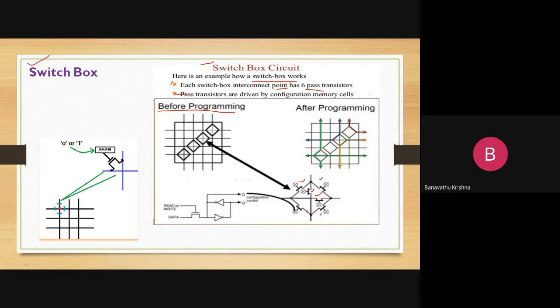Based on that binary information, these pass transistors are going to work in on and off states. If it is on, there is a connection. If it is off, there is no connection. Whatever data is stored in the cells is implemented by using programming techniques. Right, let us see here.